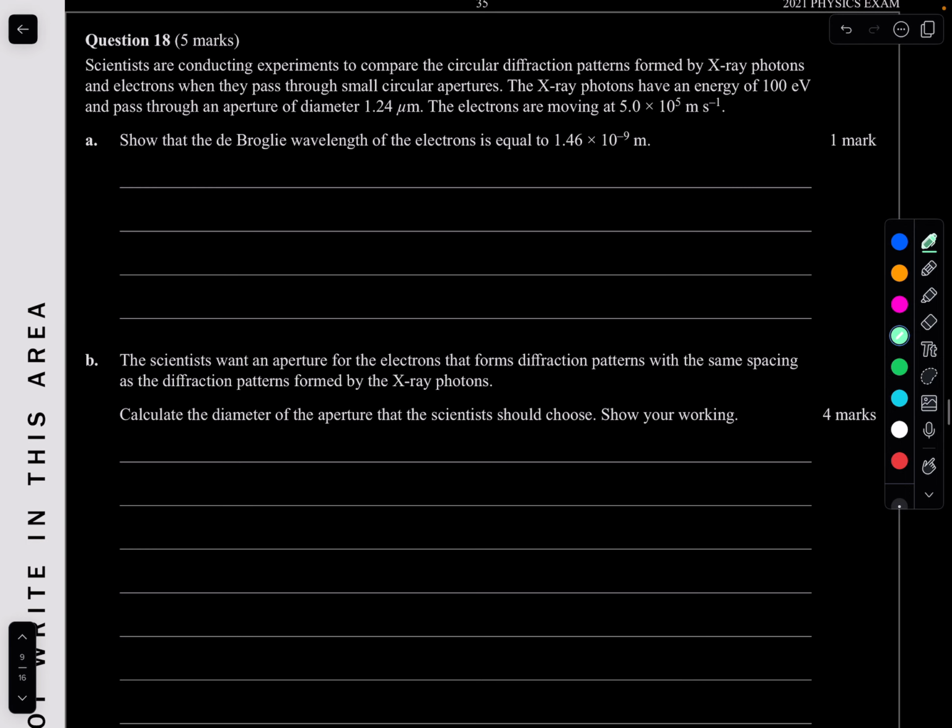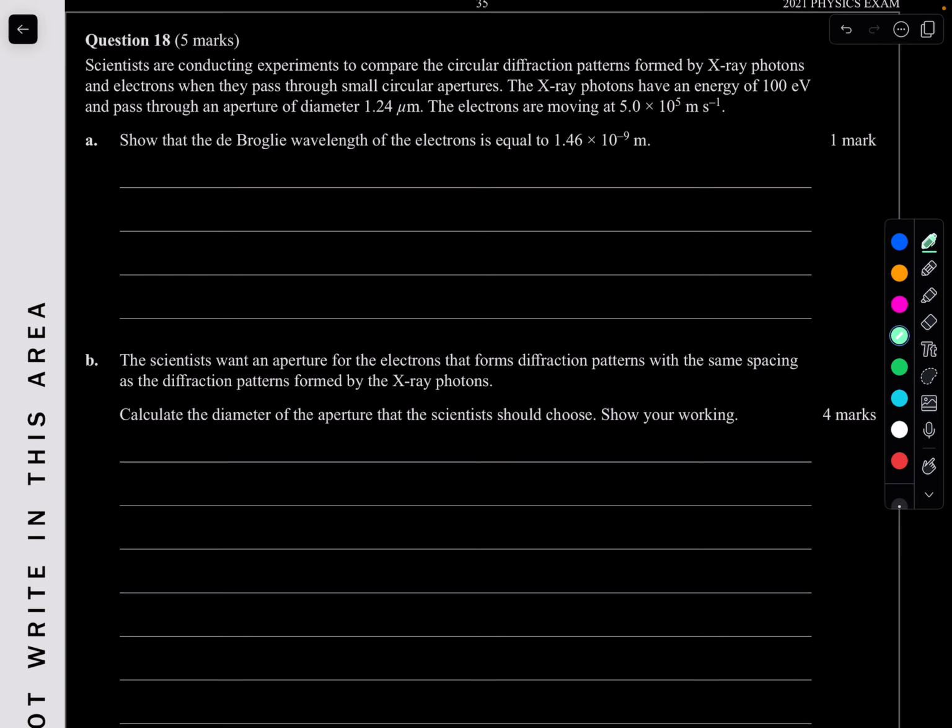All right, question 18. Let's have a try at this. Scientists are conducting experiments to compare the circular diffraction pattern formed by X-ray photons and electrons when they pass through a small circular aperture. The X-ray photons have an energy of 100 electron volts and pass through an aperture of this diameter. So we're given the diameter and the energy of the X-rays, and the electrons are moving at this speed. Show that the de Broglie wavelength of the electrons is equal to that.